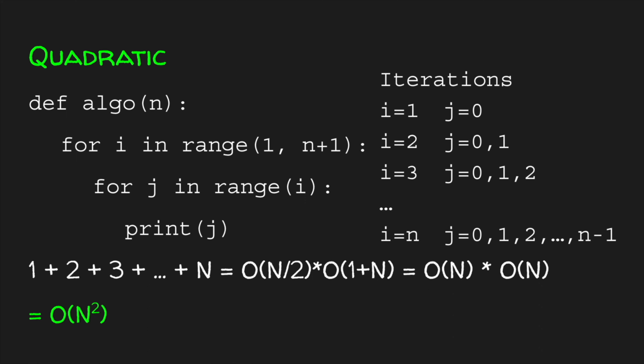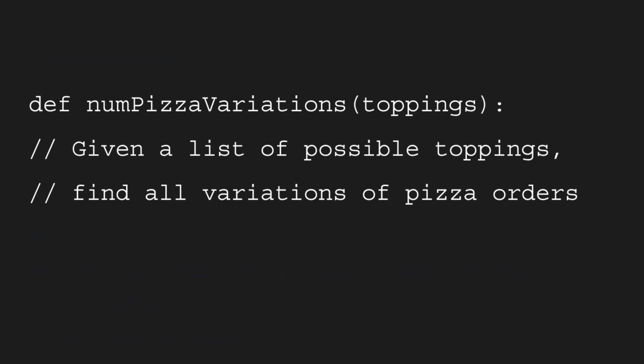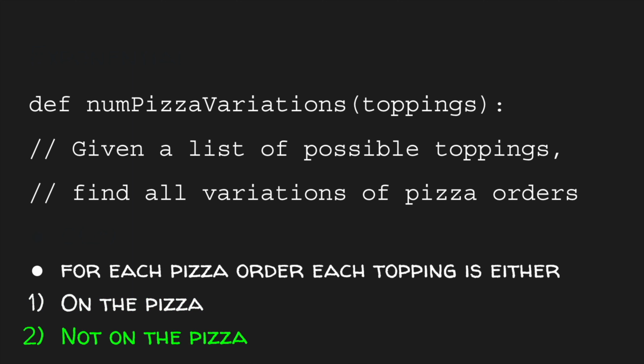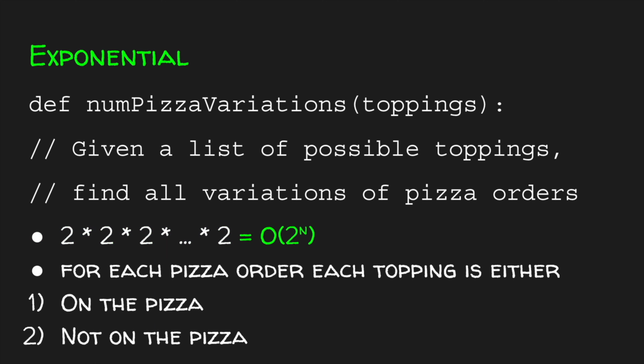Alright, the next question's a bit interesting. Given a list of potential toppings, this function finds all the possible variations of pizza orders. In other words, we are finding all possible subsets of toppings. Well, for each pizza order, each topping is either on the pizza or not on the pizza. Put another way, each potential topping doubles the number of possible pizza orders, since half of all the possible orders will have that topping and half of all the possible orders will not have that topping. So that's 2 multiplied by itself n times, which is 2 to the power of n. This is exponential runtime, since n is the exponent in our expression.